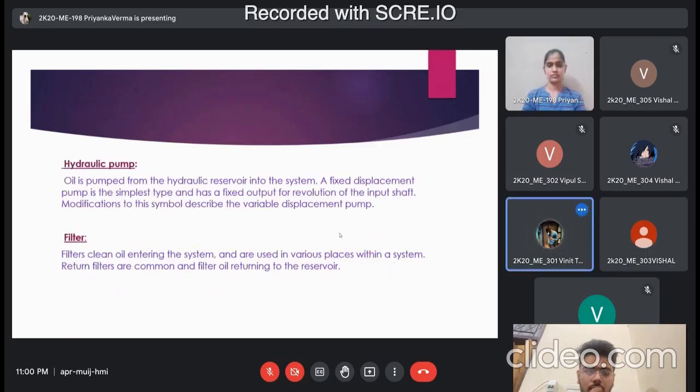Hydraulic pump. Oil is pumped from the hydraulic reservoir into the system. A fixed displacement pump is the simplest type and has a fixed output for the revolution of the input shaft. Modifications to this symbol describe the variable displacement pump. Filter. Filters clean oil entering the system and are used in various places within a system. Return filters are common and filter oil returning to the reservoir.